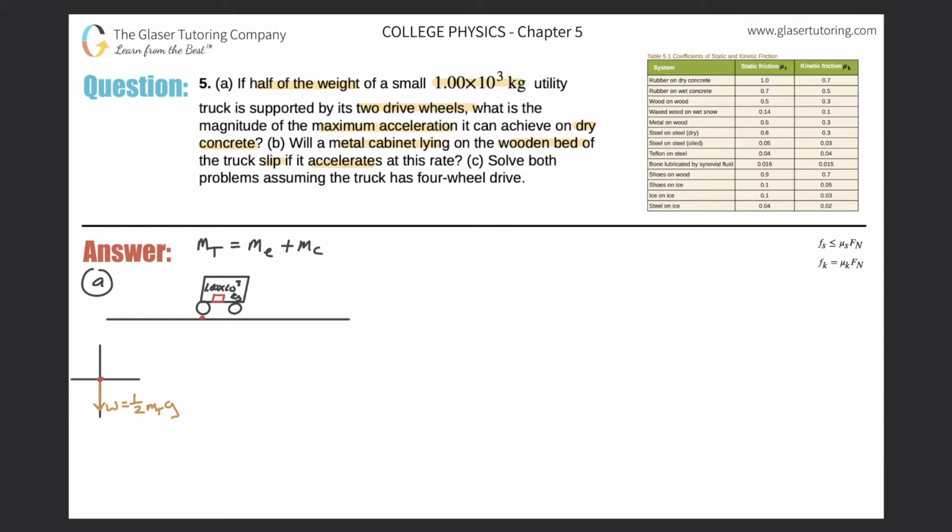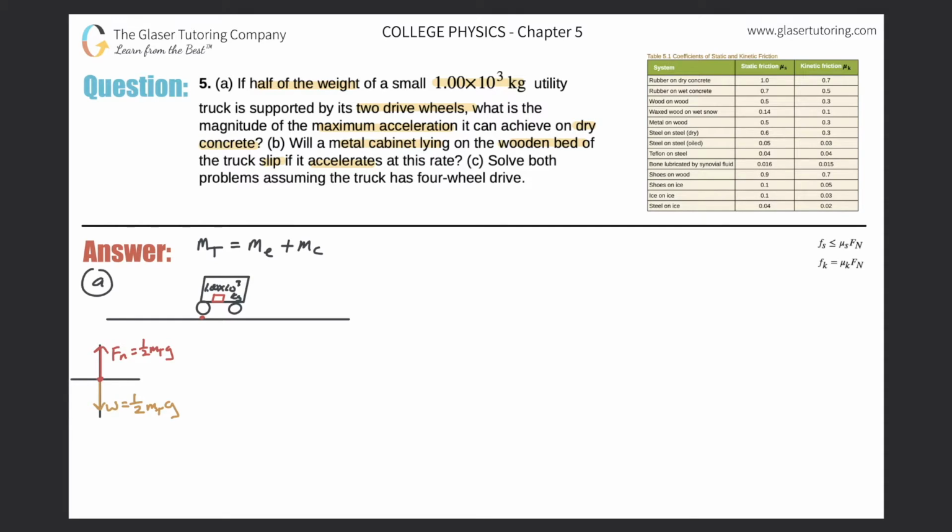All right. So there is a force that the ground pushes back on the wheel here. That is called the normal force, and it is pointing straight up, equal in magnitude but opposite to the weight. Therefore, the normal force here is going to be half m sub t g.